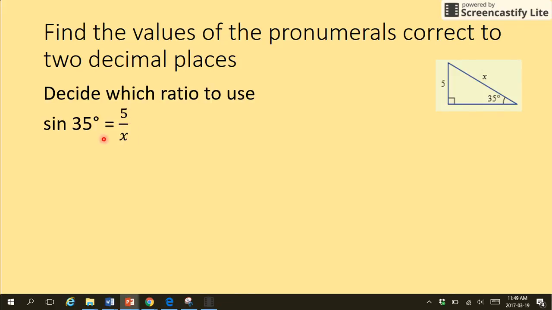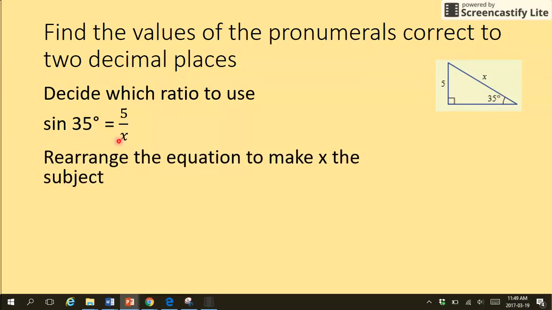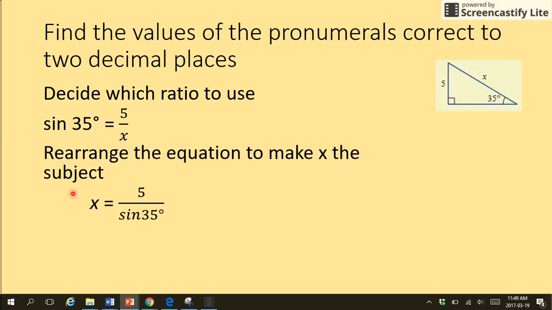So we have to switch these two around. So what is it going to look like? It's going to be x equals 5 divided by sin 35, which you're going to put into your calculator and you'll get 8.72. Let's look at another example.